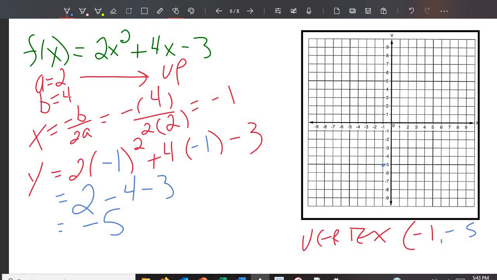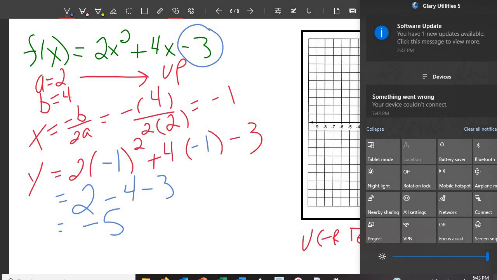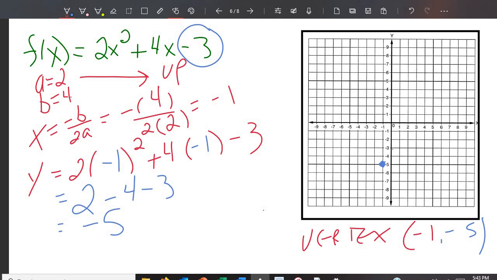Didn't we just do this one? The y-intercept is negative 3. So we're going to plot negative 3. And it's 1 step away, so we're going to go 1 step away over on this side. And I've got my 2 points. I know it goes up, so we're going to just curve it upwards as best we can. Something like that.